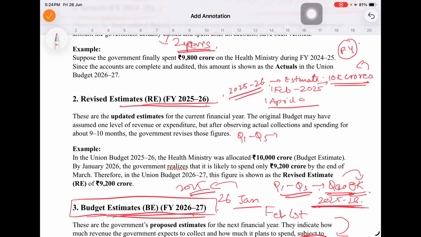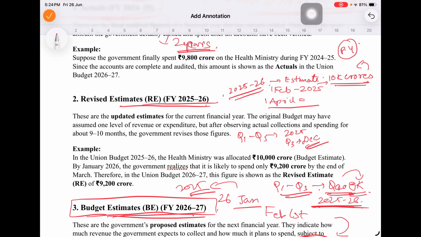They are also estimates. They are not actual exact numbers because it takes time to get perfect data. But this is the latest information. The latest information you get is 2025, in quarter 3, that is up to December.